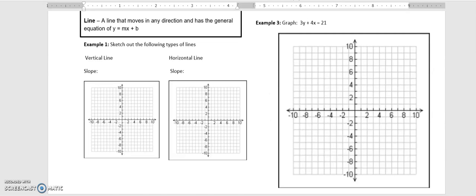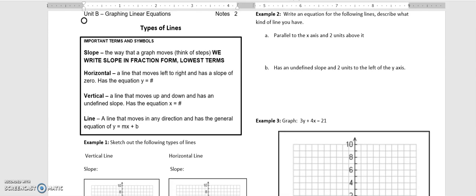Okay, good morning. This is Notes 2, B2, talking about the different types of lines. So we're going to talk about very specific types of lines, specifically horizontal and vertical. Horizontal and vertical only show up a couple times when we are doing lines, but they have very specific types of equations and they don't follow the typical y equals mx plus b pattern. So it's important that we talk about them.